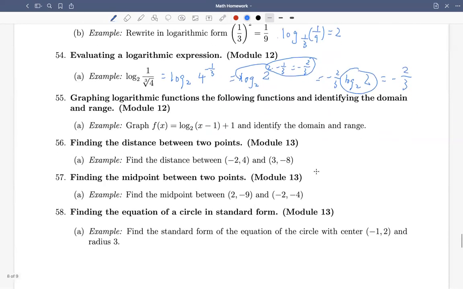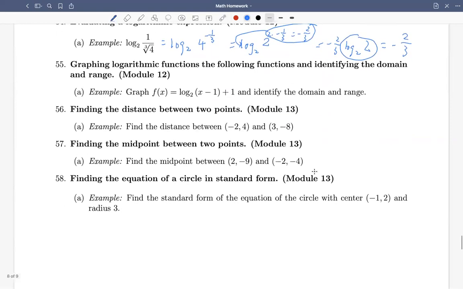Now let's see 55. We want to graph this function. Identify domain and range. Domain is x minus 1 greater than 0, which means x greater than 1, right? And then we see we have a horizontal shift and a vertical shift of the reference graph. Remember, the reference graph looks like this. This keeps going down, this keeps going up, and we have this (1, 0) point.